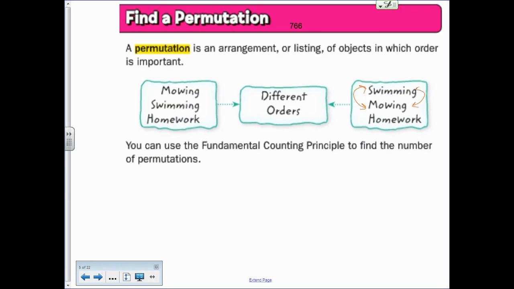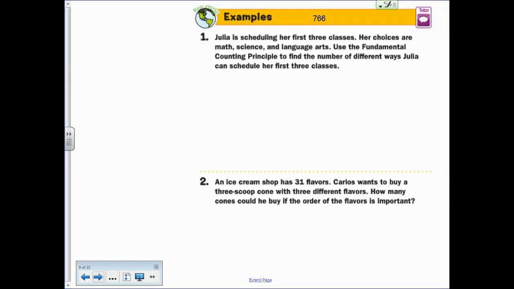This would be two different permutations of the same three events. So you can use the fundamental counting principle to find the number of permutations there would be. Take a look at example 1 on page 766. Julia is scheduling her first 3 classes. Her choices are math, science, and language arts.